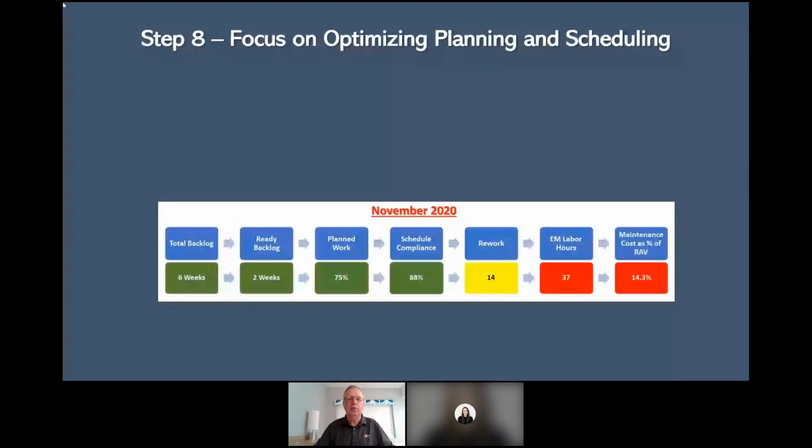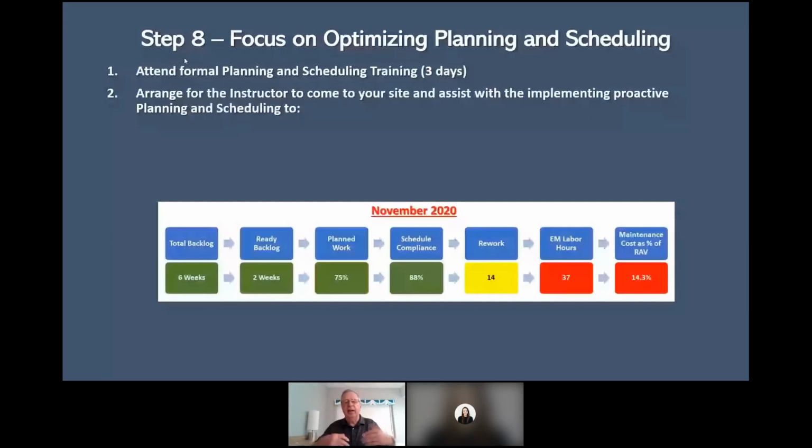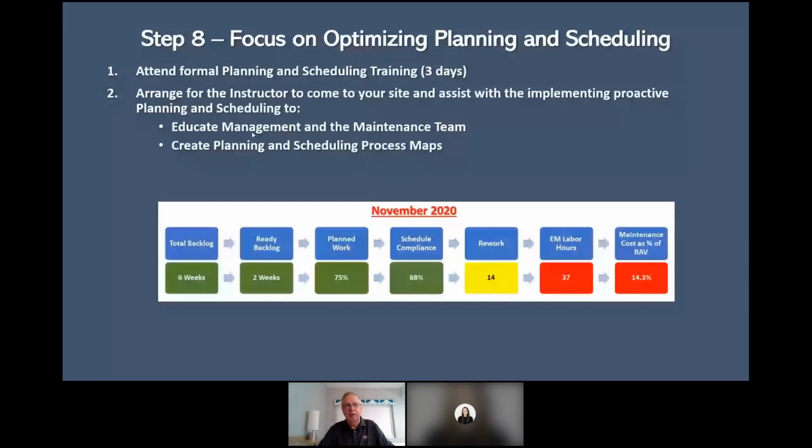Step 8, focus on optimizing planning and scheduling, that wrench time. Attend formal planning and scheduling training, which is 3 days. I've got a class coming up in 2 weeks. Sign up for it, you'll be glad you did. Or arrange for the instructor to come to your site. If you're somewhere far from me, that's probably not going to happen. Arrange for an instructor to come to your site and assist with implementing proactive planning and scheduling, to educate management and the maintenance team, create planning and scheduling process maps, and assist in planning and scheduling for 1 week. I just need them there to help us get through the first step.